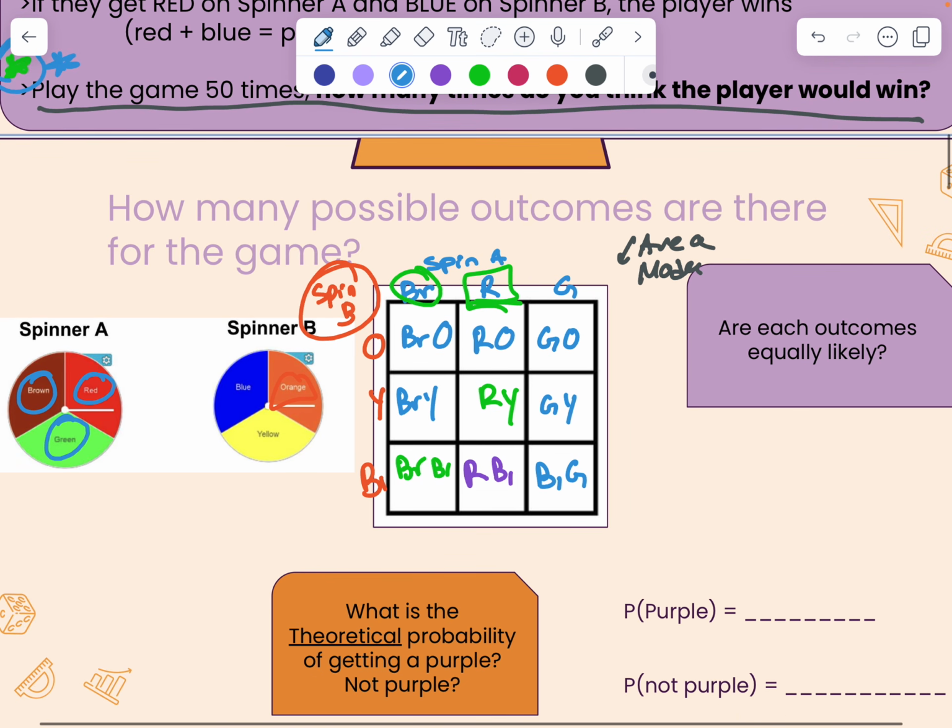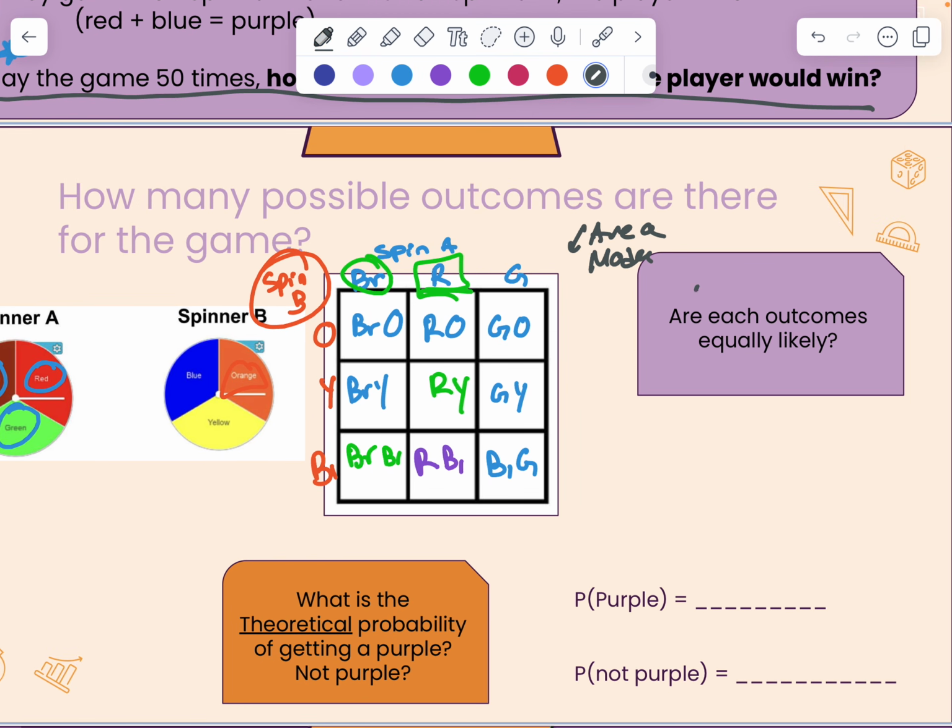Now, a couple of questions. Are all of these outcomes equally likely? What do you think? I'm going to say yes, because I only see every combination once. There's no other spot where I can get brown and orange. That would happen only one time, if I get brown on the first and orange on the second. There's only one way to get purple, if I got red on the first and blue on the second. So to me, all of these outcomes are equally likely, and they all have a probability of 1/9. There's one square for each color combination.